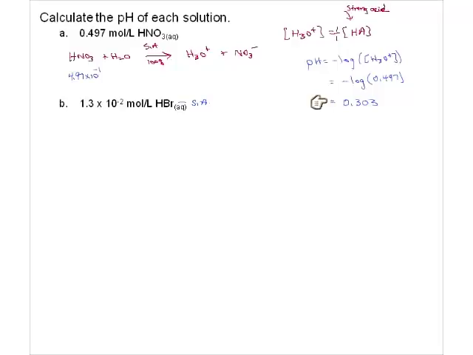The pH could be greater than 14. But in this case, we estimated it to be between 0 and 1 because that's the exponent there. And lo and behold, that's the pH. Fairly acidic. It's a strong acid.